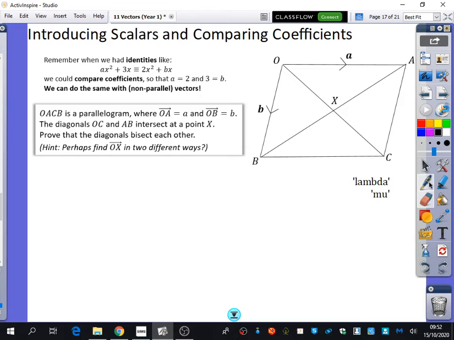So we are going to have a look at this problem that we've got here. And we've got another parallelogram. It says OACB is a parallelogram where OA is a and OB is b, just the position vectors of A and B. And it says that the diagonals OC and AB intersect at a point X. And there's a very important word here. Prove that the diagonals bisect each other.